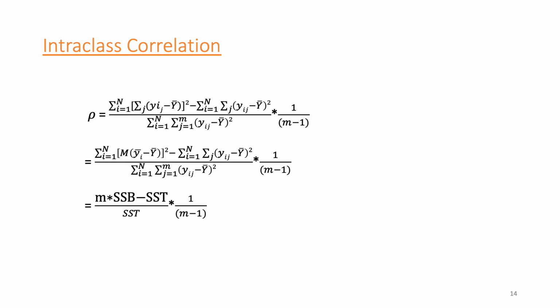Finally we will get the numerator equal to m multiplied by SSB minus SST, that is the sum of squares between the clusters and the sum of squares of the total, divided by the sum of squares of the total and multiplied by m minus 1, and we can rewrite it like this.